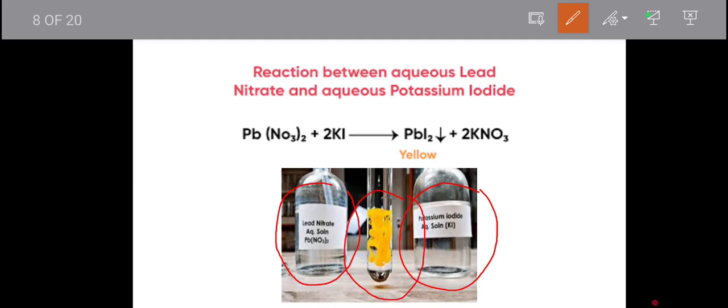When we mix lead nitrate and potassium iodide together, we can see the formation of a yellow colored substance. The speciality of this yellow colored substance is that it is insoluble in water. Once we keep this test tube undisturbed for some time, this yellow colored substance will settle down. Such a substance is known as a precipitate. You will be studying this further.